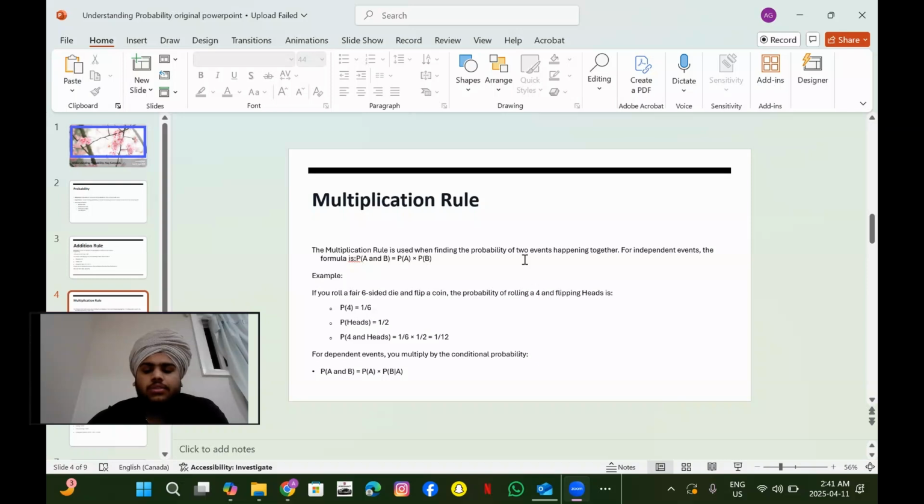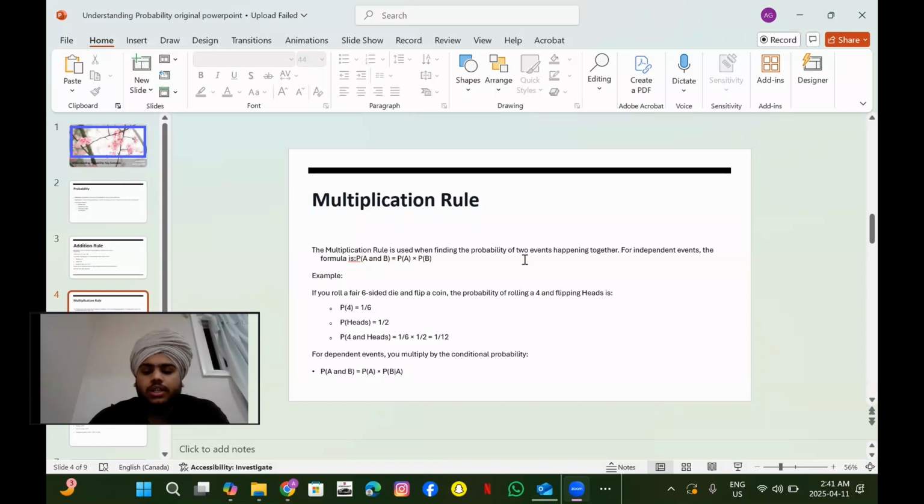Now let's look at a daily life example. Imagine you are planning a picnic. The weather forecast says there is a 70% chance of sunshine and a 40% chance of no rain. If we assume these events are independent, the probability of having both sunshine and no rain is the product of the two. And this means there is a good chance you will have a lovely sunny day for your picnic.